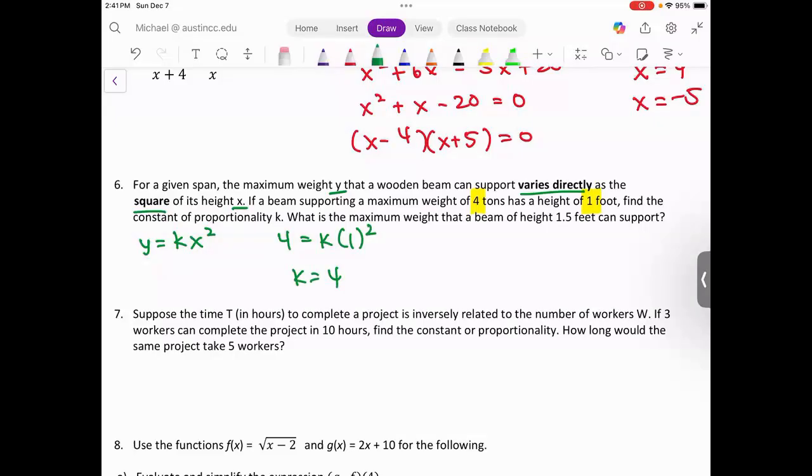Okay, so that means our equation is y equals 4x squared. And if we want to find the maximum weight that a beam of a height of 1.5 feet can support, we're going to plug 1.5 into our equation. And we get 9. So this means that the maximum weight that it can support is 9 tons.